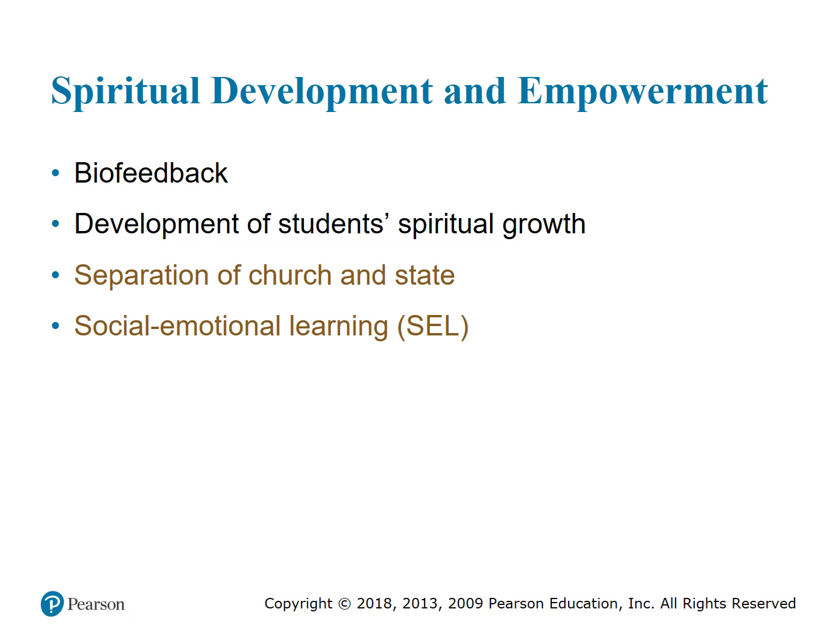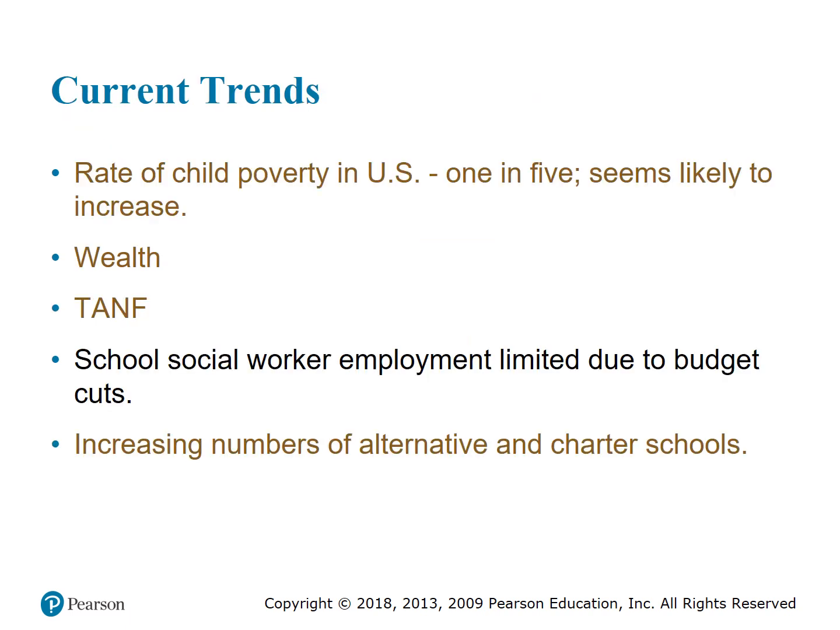So spiritual development and empowerment. So there's a separation of church and state. Then social workers should be aware of social emotional learning, right? The settings that they're in and that everyone doesn't learn the same or maybe on a different emotional level, these children. Current trends. So the rate of child poverty in the U.S. is 1 in 5, seems likely to increase. So that's 20% of children. There's a big gap between the wealth and the poor, and then the TANF benefits are being reduced, with an increased number of alternative and charter schools for behavioral issues or just to really help these children. So we need to be aware of all of this.